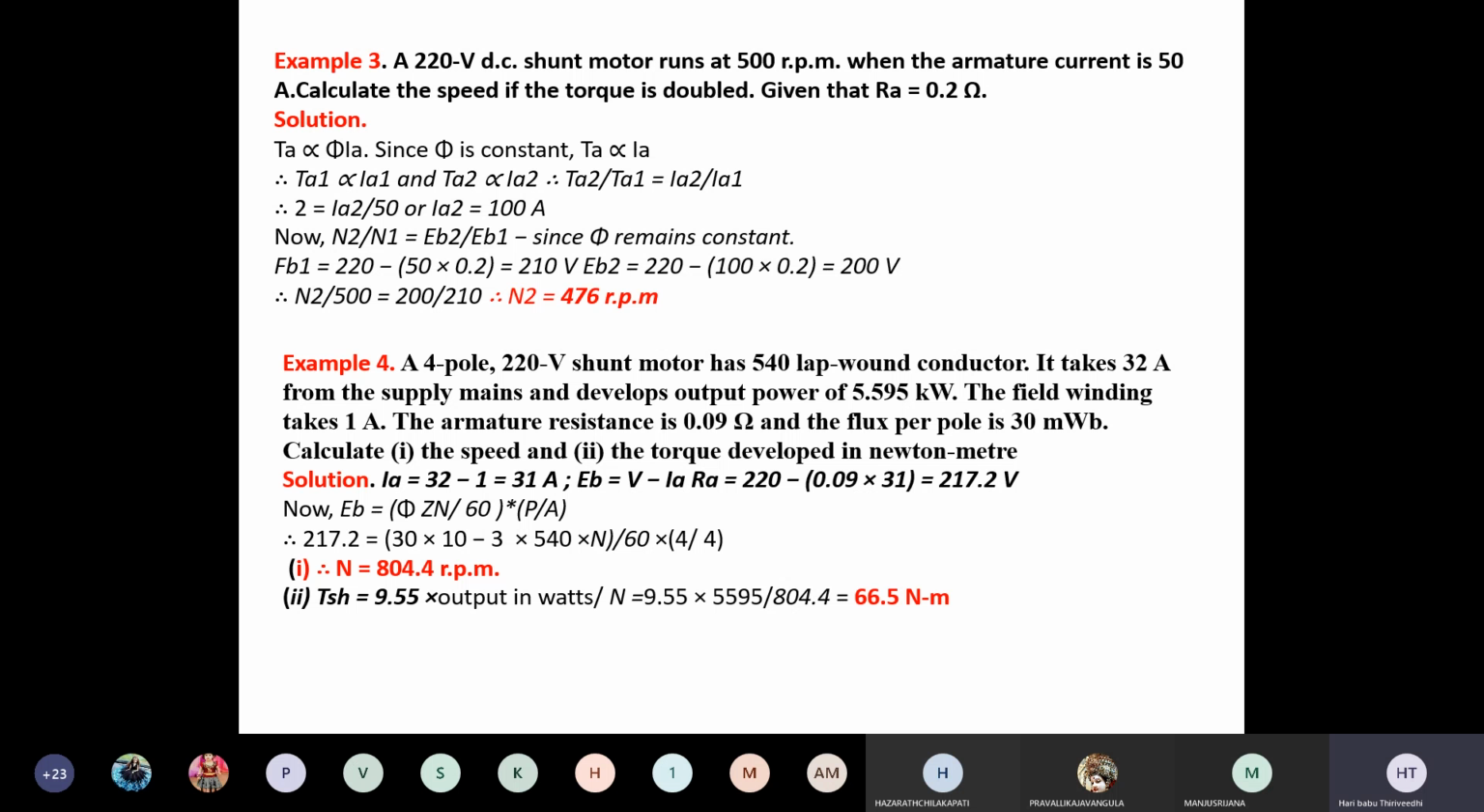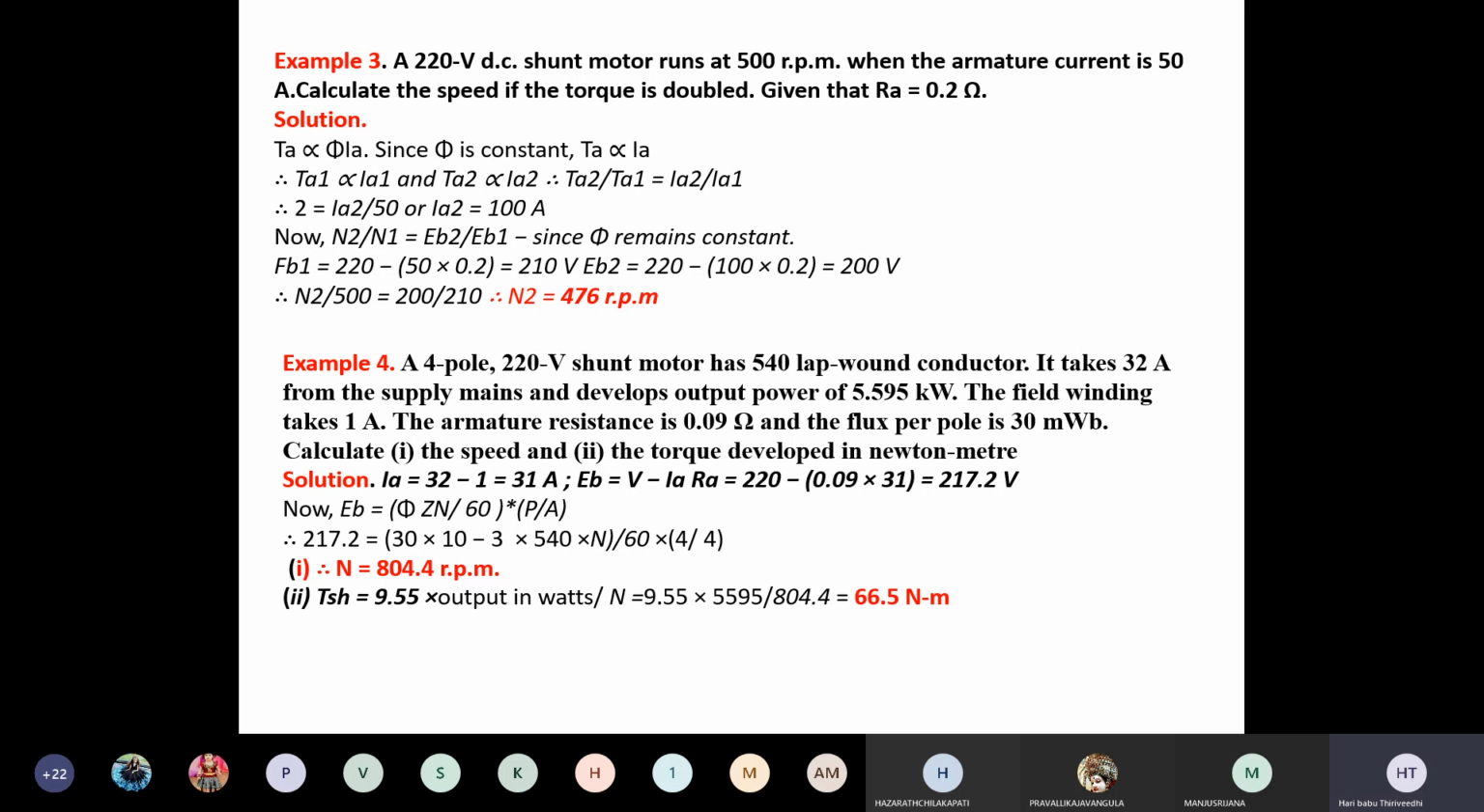A 4-pole 220 volts shunt motor has 540 lap wound conductors. It takes 32 amperes from the supply mains and develops an output power of 5.595 kilowatt. The field winding takes 1 ampere. Armature resistance is 0.09 ohm. Flux per pole is 30 milliweber. Calculate the speed first, and second, the torque developed by the motor.